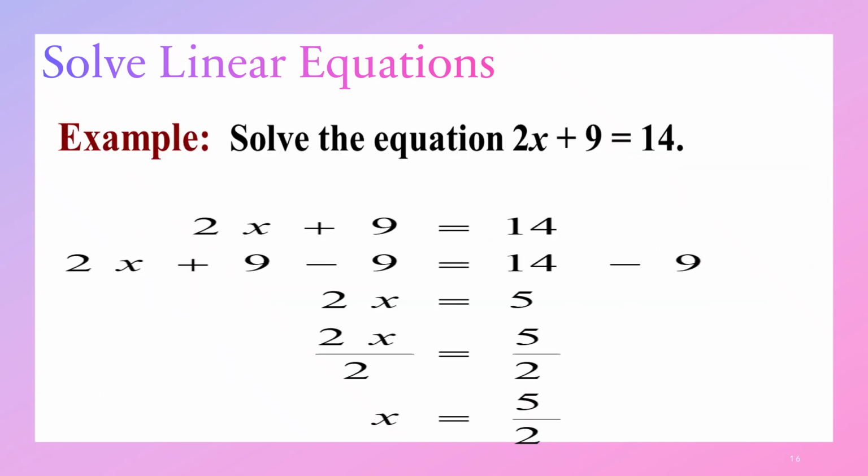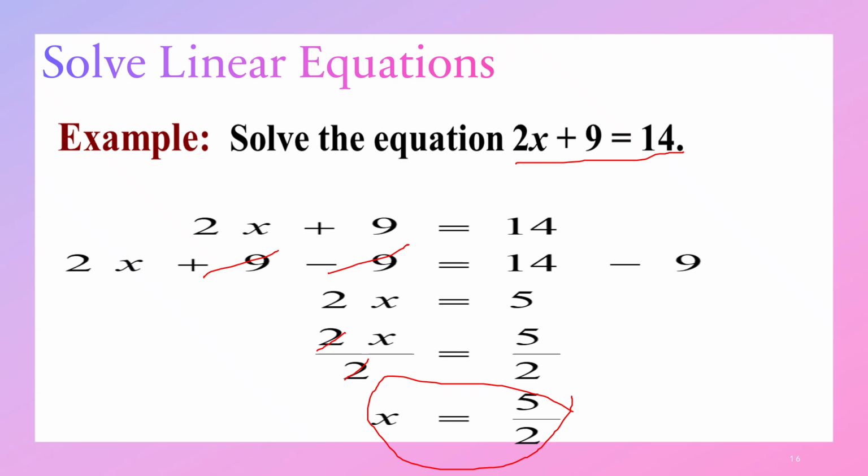Like for example here, solve the equation 2x plus 9 equals 14. So, 2x plus 9 equals 14. Add negative 9 to both sides, and we cancel this. So we get 2x equals 14 minus 9, which is 5. Then divide by 2, and cancel this out. So the answer is x equals 5 over 2.